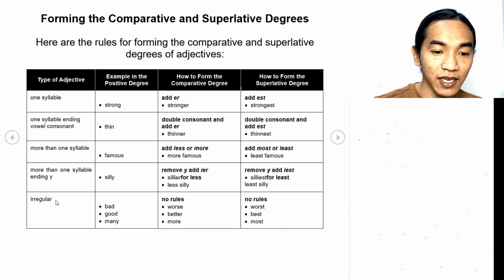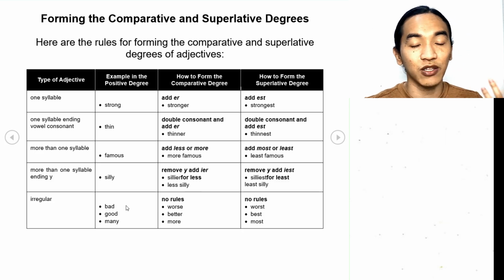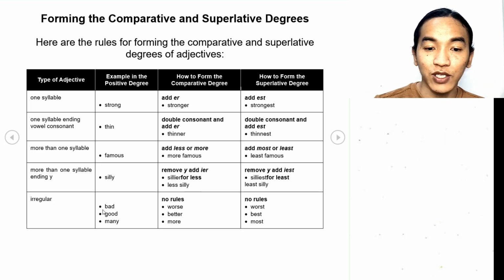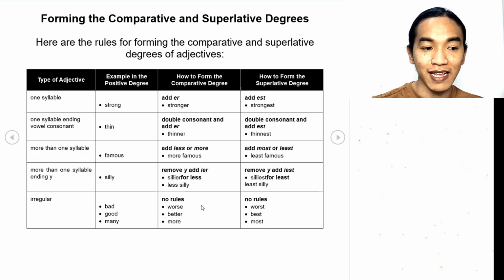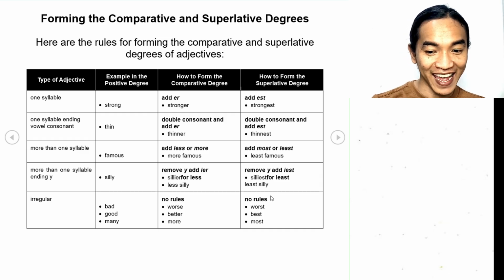Irregular adjectives, of course, have irregular forms. They don't follow any certain rule. So bad, good, many become worse, better, more, and worst, best, most. Obviously, they change spelling, as you can see here.